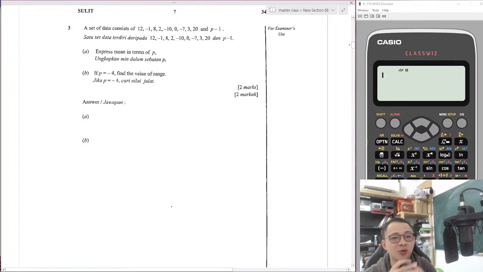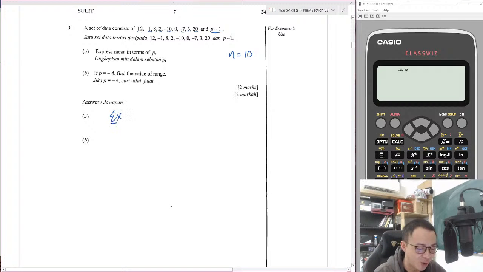Alright, then we will go to number 3 here. A set of data consists of 12, -1, and so on. First, I want to know my total number of data. So 1, 2, 3, 4, 5, 6, 7, 8, 9, 10. I have a total of 10 data here, so n will equal 10. If I want to find the mean, it's the sum of x over n, isn't it? This is the formula for the mean.